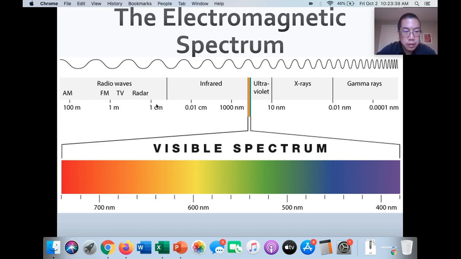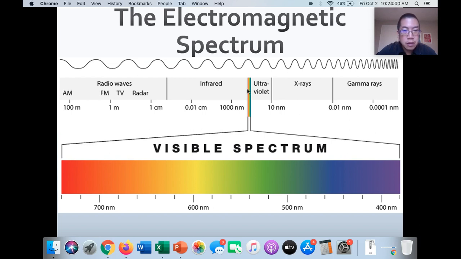And we take a look over here. AM waves, radio waves, are the longest of the waves in the electromagnetic spectrum. And then the next shorter ones would be infrared. And then we have the small band here, the visible light spectrum. And then we have UV rays, X-rays, and then gamma rays have the shortest wavelengths.